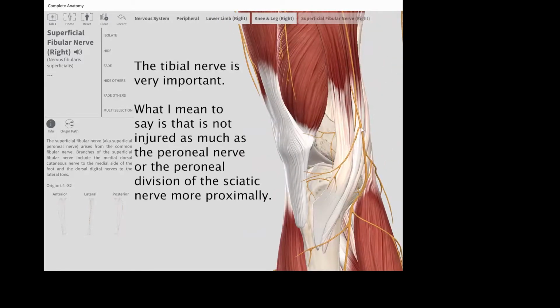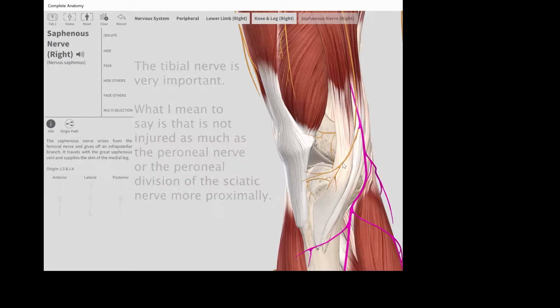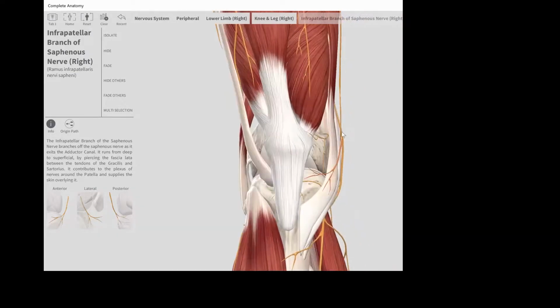And here you can see this is the saphenous nerve, and one of the branches, a sensory branch, you should be aware of when incisions are made in the front of the knee is the infrapatellar branch of the saphenous nerve. Okay, and it's important to keep in mind that that nerve comes from medial to lateral. Okay, they come this way.